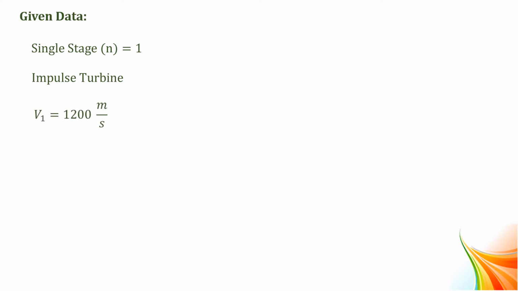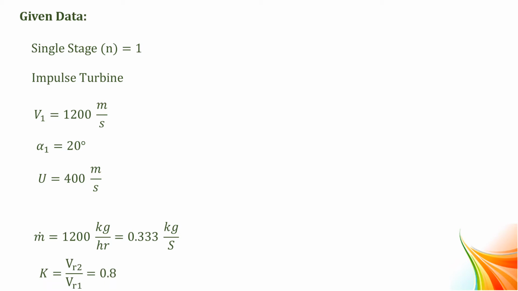Absolute velocity of steam leaving the nozzle V1 equals 1200 meters per second. Nozzle angle alpha 1 equals 20 degrees. Blade velocity U equals 400 meters per second. Mass flow rate of steam m dot equals 1200 kilograms per hour, equal to 0.333 kilograms per second. Blade velocity coefficient K equals VR2 by VR1 equals 0.8. Blade angles are equal, therefore beta 1 equals beta 2.